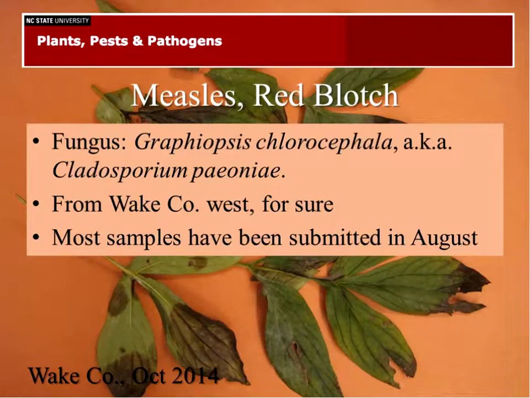A quick rundown on this disease then. It's caused by a fungus. There are the names again. Graphiopsis chlorocephala is the current name. Chloro meaning a yellowish green, cephala meaning head, so that's why those little trees have that little green head look to them. I have only seen it on samples from Wake County West, but I see that it's actually farther east. Most of the samples that we have had submitted were in August, but as you can tell from the one in the picture, it's still out there even in October.